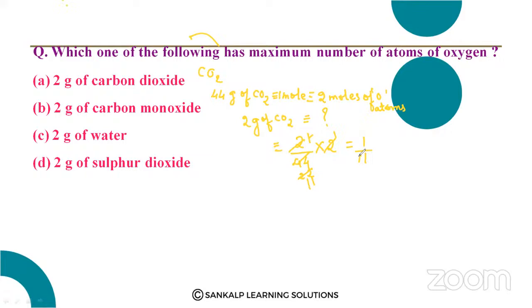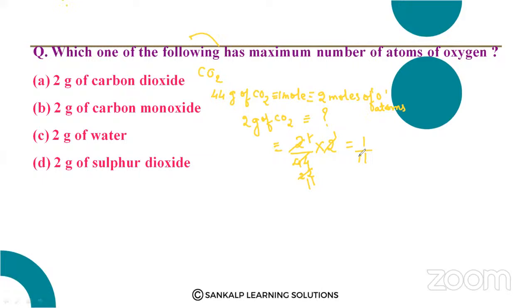Carbon dioxide, what is the molecular formula? It is CO2. What is the molecular weight? It is 44 grams. So 44 grams of carbon dioxide is 1 mole. That much carbon dioxide. How many oxygen atoms are there in carbon dioxide? It is 2 atoms. So it is 2 moles of oxygen atoms.